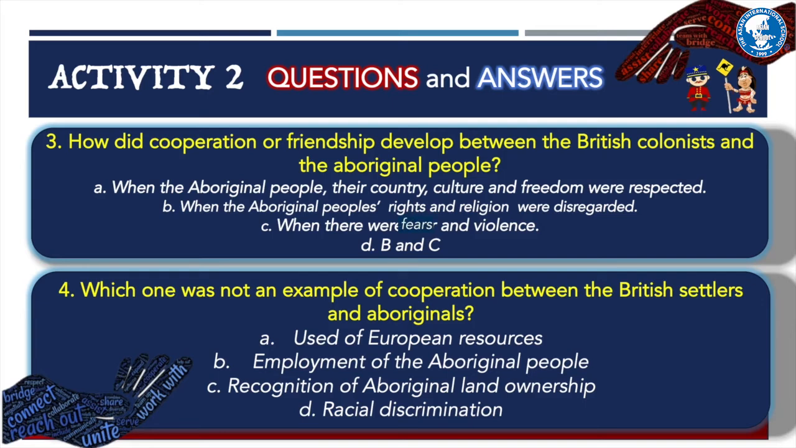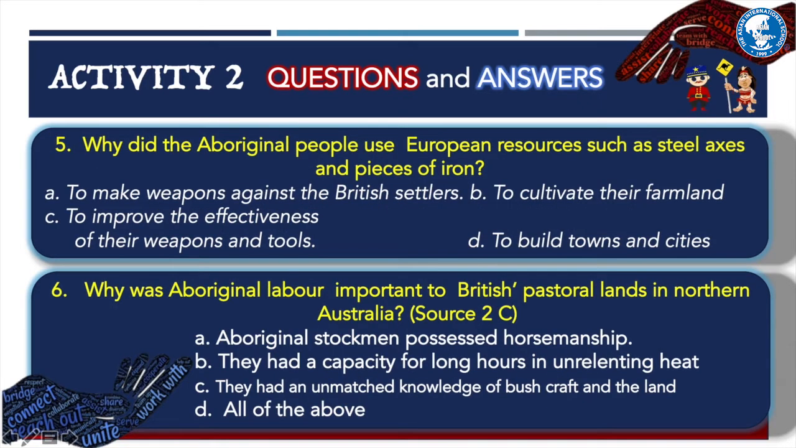Okay, let's check your answer. So how did cooperation or friendship develop between the British colonies and the Aboriginal people? And the correct answer is, of course, letter A. When the Aboriginal people, their country, culture, and freedom were respected. Okay, number 4. Which one was not an example of cooperation between the British settlers and the Aboriginals? The correct answer is letter D. For number 5 and 6, your time starts now.